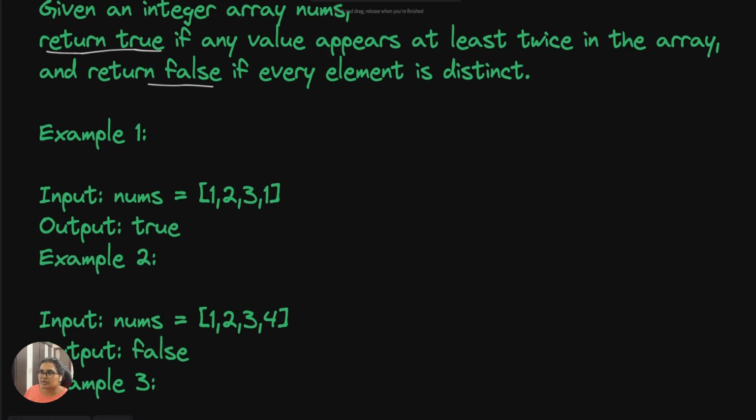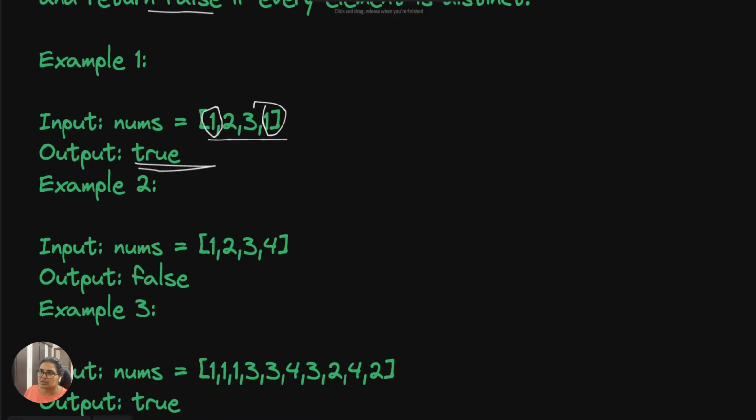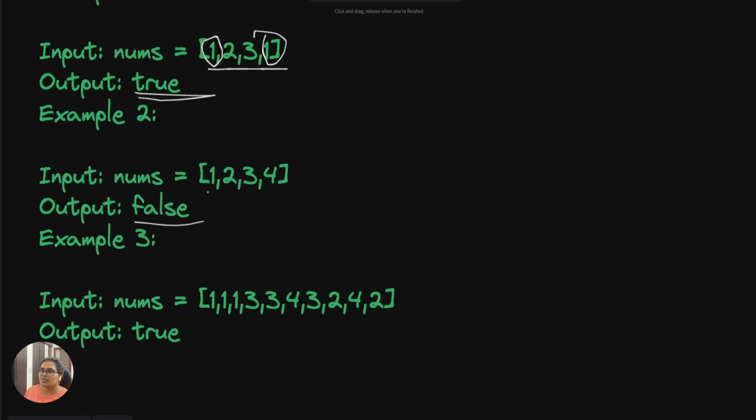Let's look at the examples. In this example, we are given the array 1, 2, 3 and 1. Here, 1 is repeating 2 times, which is why we have to return true. Now the second example, the array is 1, 2, 3, 4. Here there are no repeating numbers, which is why the output is false. Now if we look at the third example, in the first two numbers itself we have a repeating number, which is why the output is true.